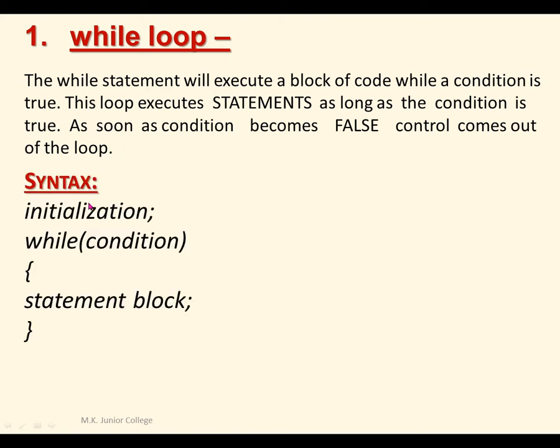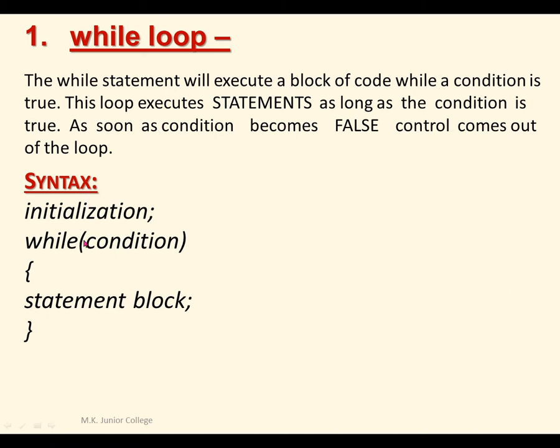Now see the syntax. First is the initialization statement, where you are going to declare some variables and give initial values to your variables. Then you have the while statement, and in brackets you give the condition. Then whatever block you want to execute, this block will contain the statements which you want to execute till this condition is true.